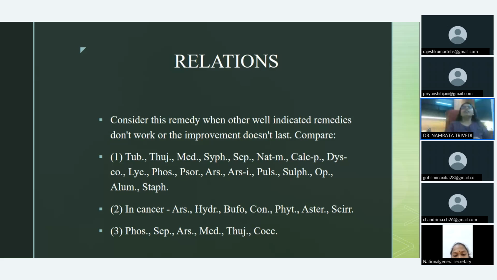Yes, yes. I have given carcinosin remedy to a patient of migraine. The patient has had migraine for 10 years, with loss of appetite.